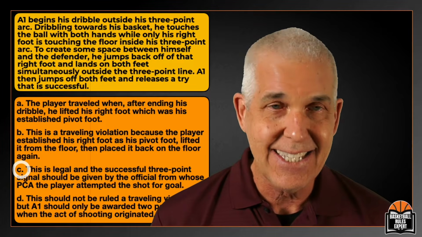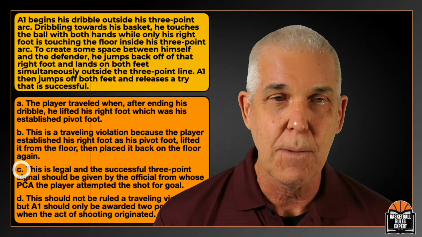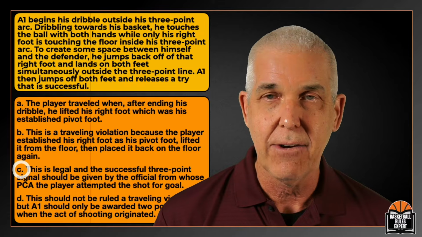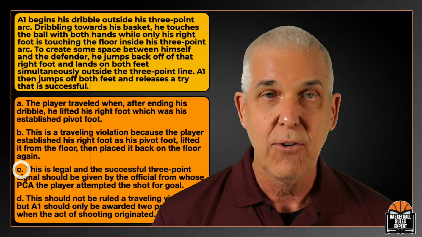So our correct adjudication on this play is C. This is legal, and the successful three-point signal should be given by the official from whose PCA the player attempted the shot for goal.